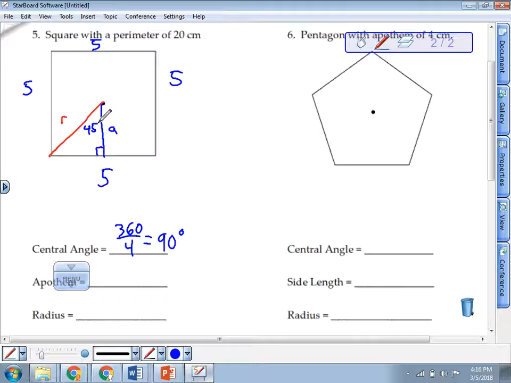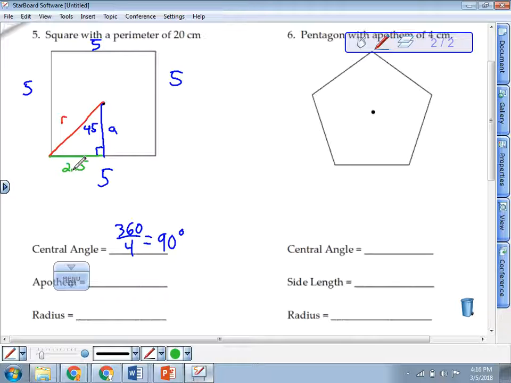Now, the apothem also goes to the midpoint. So that means that this piece right here, since the whole side is 5, is 2.5. That's 2.5, half of the side length. Now, to find the apothem, this is where all our trig comes in.